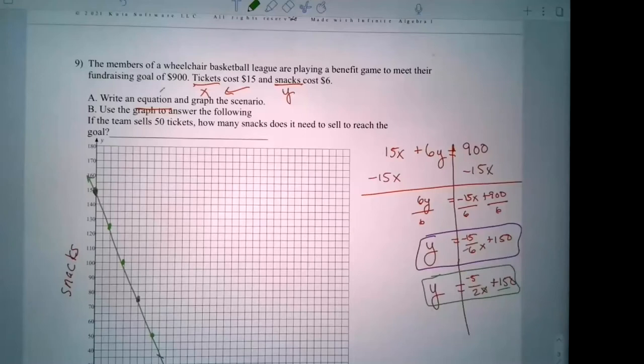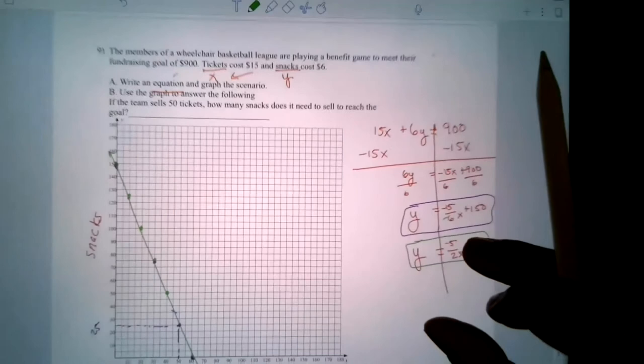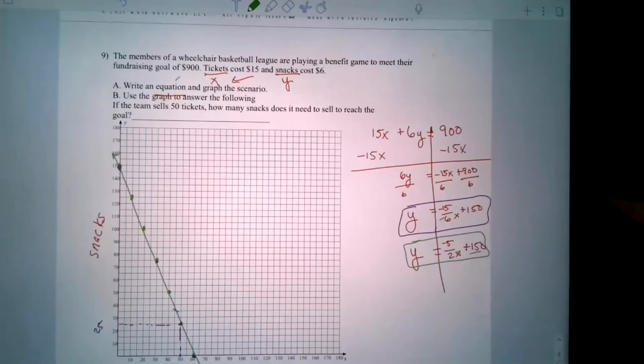And so I graphed the line, which is over here in the green. Notice I only gave you the positive quadrant because we won't have negative tickets nor negative snacks. So we only deal with one quadrant. I think one particular person actually drew the graph in there. You don't have to do that, okay?